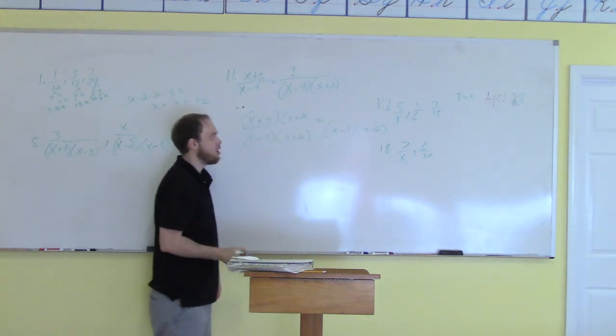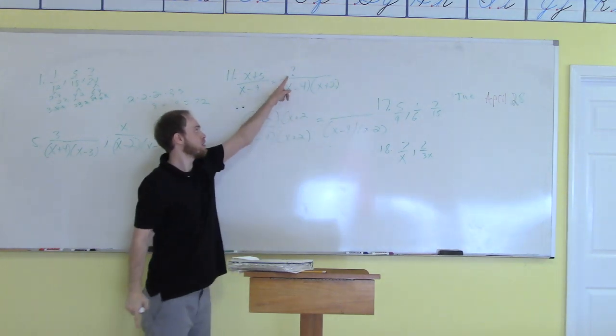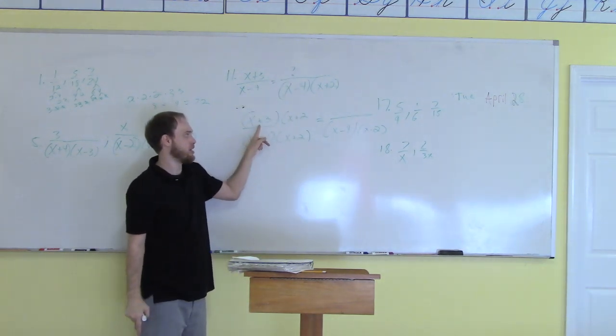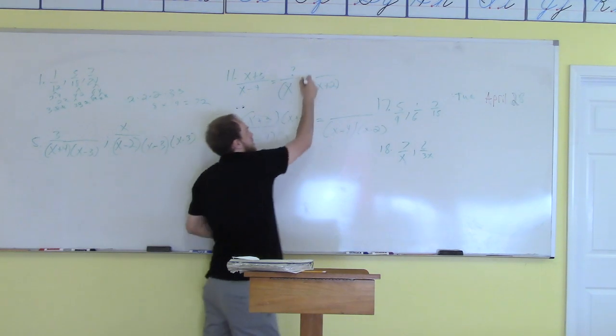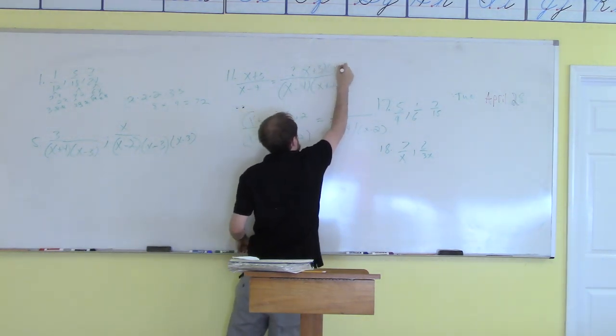So notice now, to make this equal, what would have to go up here? It would have to be the x plus 3 times the x plus 2. So my question mark would be an x plus 3 times an x plus 2.